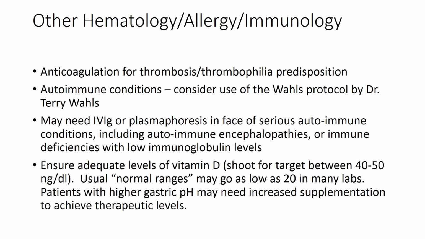And we also want to make sure that people have adequate levels of vitamin D. A target between 40 and 50 nanograms per milliliter is probably optimal. Often the normal ranges may go as low as 20 in some laboratories, and 20 is really probably not sufficient for many people. And people who have a higher gastric pH because they're on proton pump inhibitors or H2 blockers may need increased supplementation to achieve therapeutic levels.